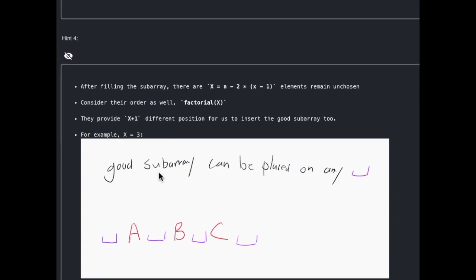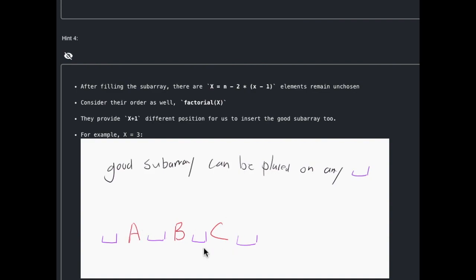From the above, we just considered how to pick and permute the good subarray, but there are some remaining elements after choosing that subarray. For example, let's assume this good subarray is something here. I will just mark it with a purple bracket. This will be the good subarray. There are a lot of elements inside, and the remaining elements can be A, B and C.